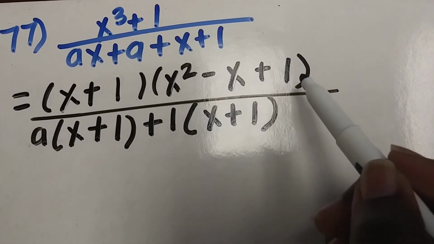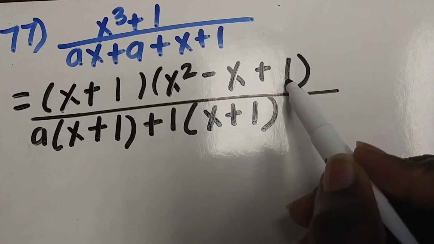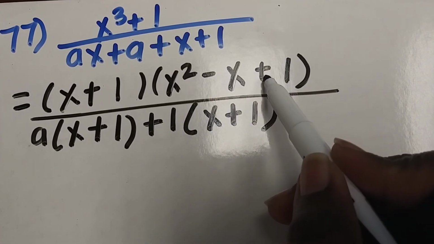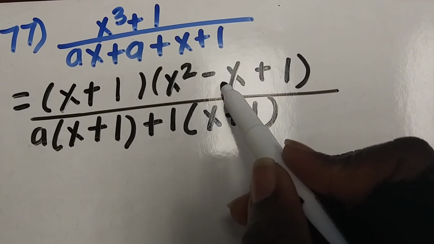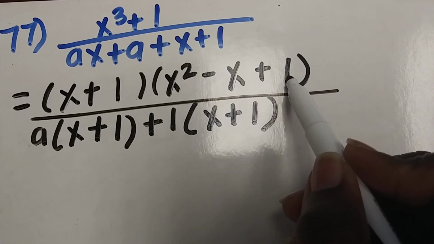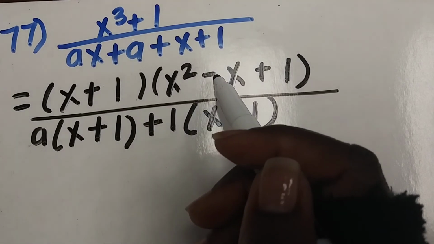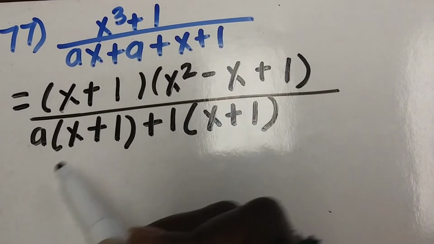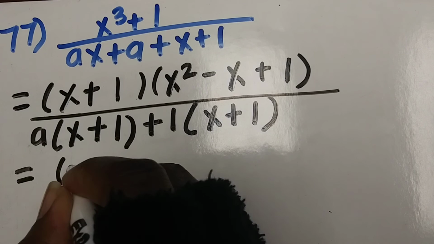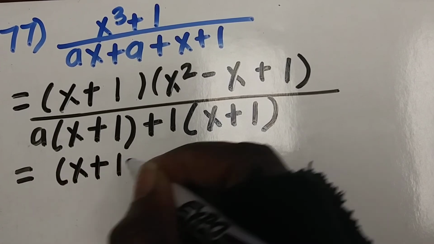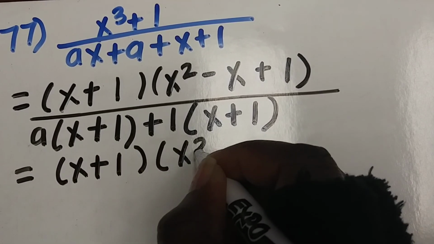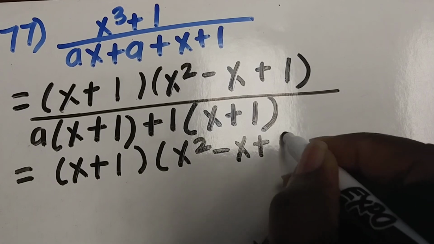Look at this trinomial. Can I think of 2 things I can multiply to get 1 and add to get 1? Multiply to get 1 and add to get 1. I can't find that because 1 plus 1 is 2. So this cannot be factored anymore. Bring down x plus 1 times x squared minus x plus 1.